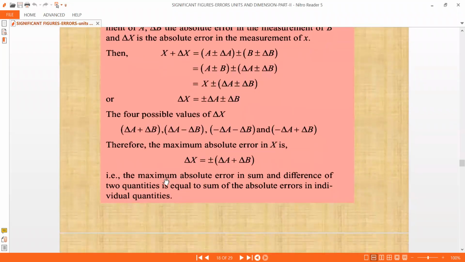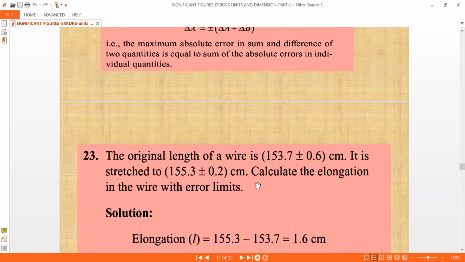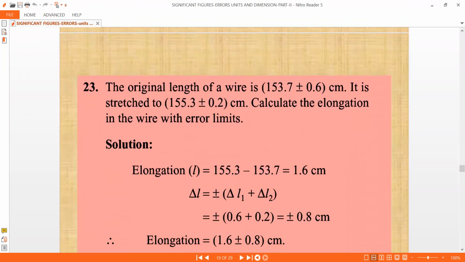Now let us move on. The maximum absolute error in the sum and difference of the two quantities is equal to the sum of the absolute errors of the individual quantities. That is the maximum error. So, okay. So let us take an example here.